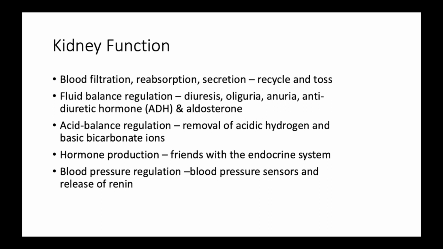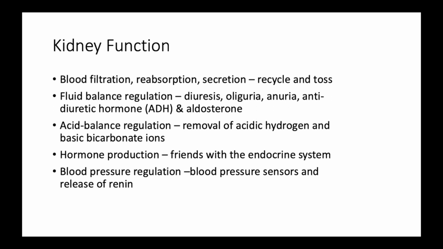The amount of water contained in the urine is under control of the antidiuretic hormone and aldosterone, and we'll talk about those a little bit later on as well. Acid-base balance regulation: the kidneys help maintain acid-base homeostasis by their ability to remove acidic hydrogen and basic bicarbonate ions from the blood and excrete them in the urine. By eliminating these ions in the appropriate amounts, blood pH can be maintained in the proper range.